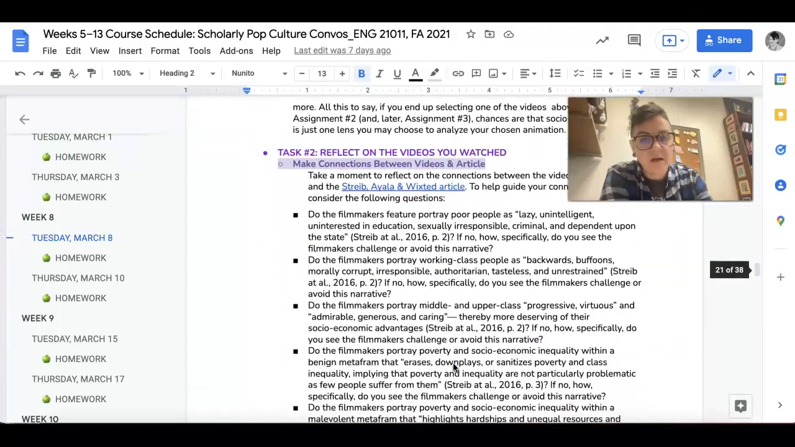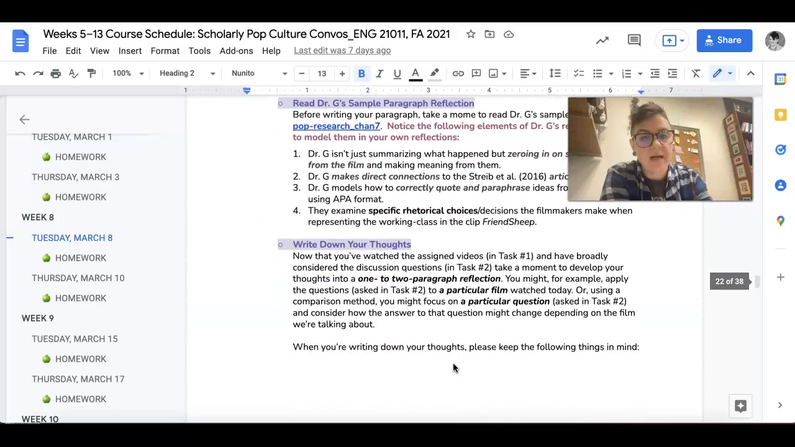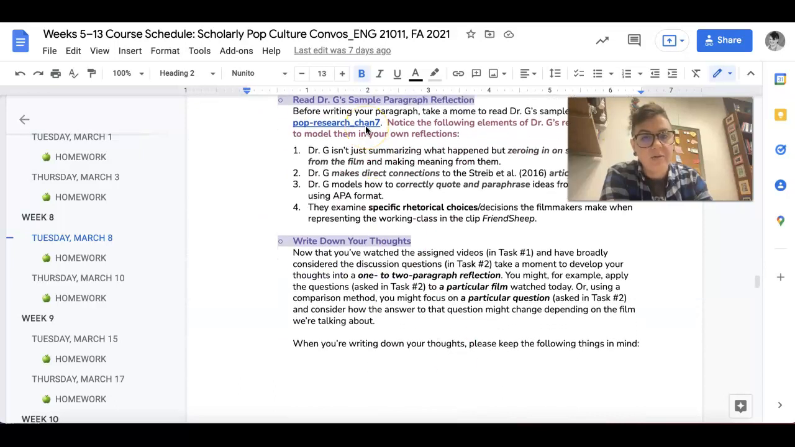You can always go to Slack and check out my sample research, my little mini analysis, right? Where I connect the article to friend sheep. If that helps, then of course write your 1 to 2 paragraph reflection and post that into Pop Research Channel 7, okay? And then respond to at least 2 of your peers' posts. So that is what we are doing today.